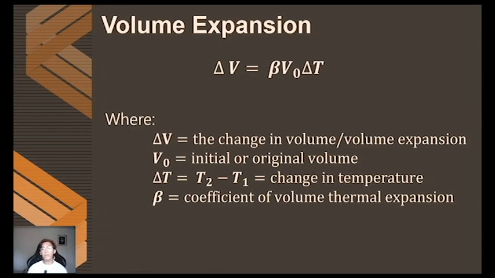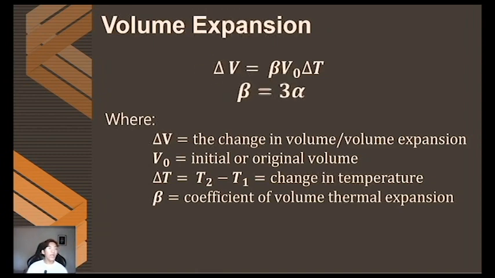The units of this beta are still per Kelvin or per Celsius degree, just like what we had earlier for our alpha values. And the value of this constant is different for different materials. Now, take note that the equation we have here is only valid for small changes in temperature. And for many substances, our beta value decreases at low temperature.